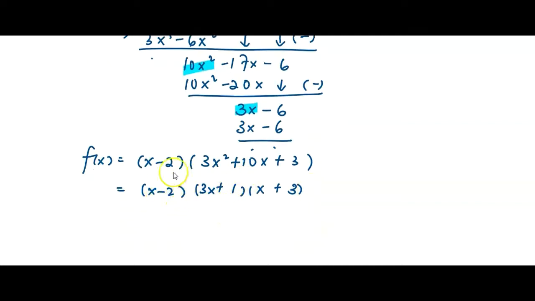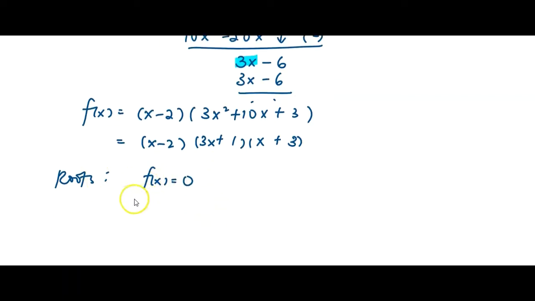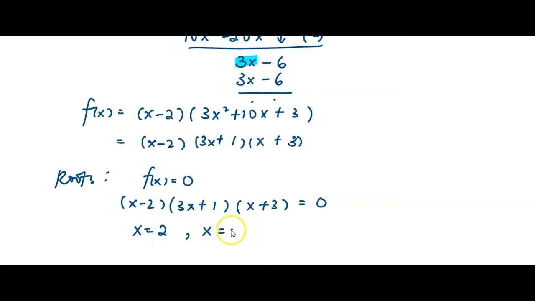So to sketch this function, I'm going to start my first step, that is getting the roots. To obtain the roots, you let f(x) equal to 0. Taking this function, which is in the factorized form, you have x minus 2 multiplied by 3x plus 1, x plus 3, and equate this to 0. You get your roots x equals 2, x equals negative 1 over 3, and x equals negative 3.